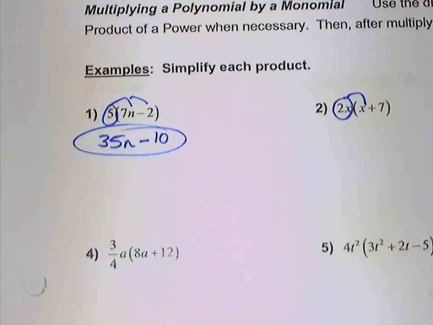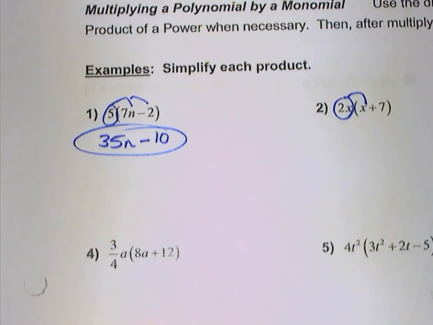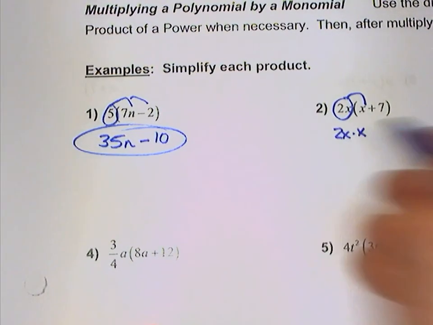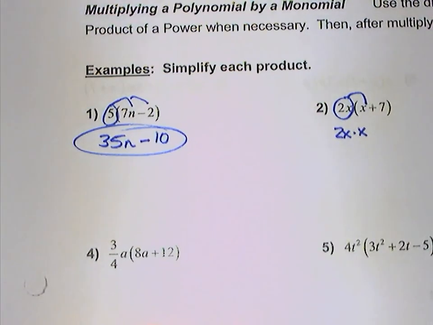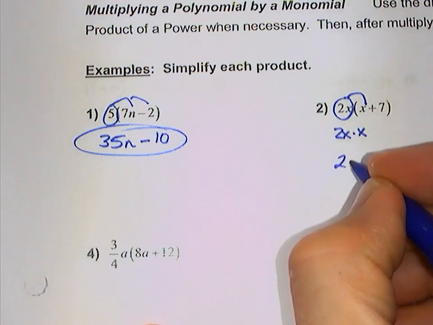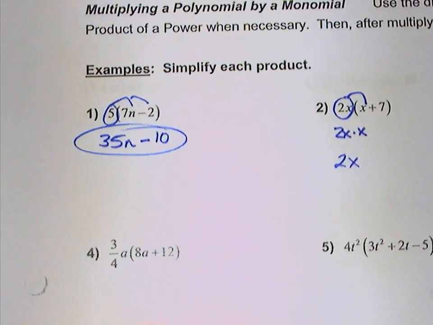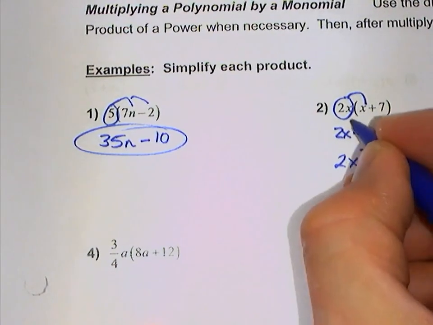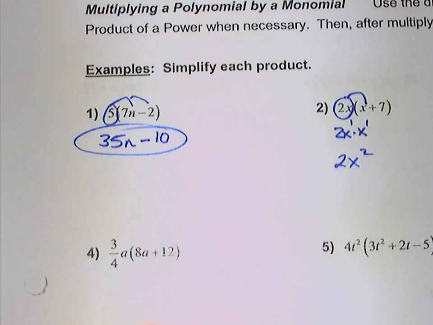2 times x. What is 2 times x? If you need to, you can write it like this so you can visualize it. What do you do with those exponents? What's x times x? That's 2x to what power? The second. Very good. Again, the idea is you're adding those exponents. Okay?